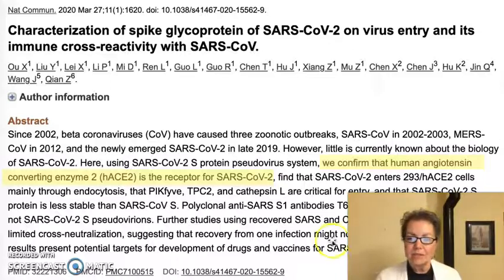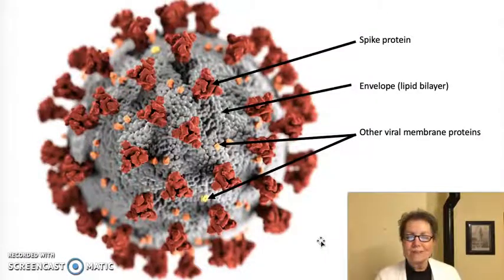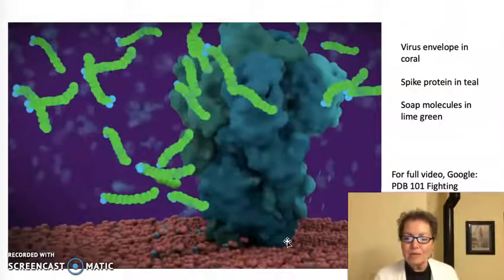The structure of the virus also explains why washing your hands with soapy water is a helpful deterrent for infection. Soap actually has a similar structural features to the phospholipids in the envelope of the virus. So I'm going to show a clip of a video created by the Protein Data Bank, which is a consortium of research institutes that house structural data.